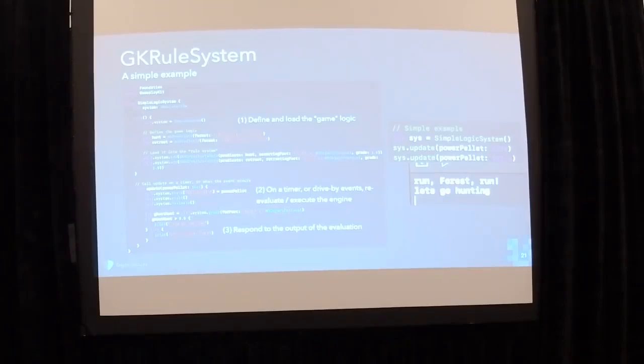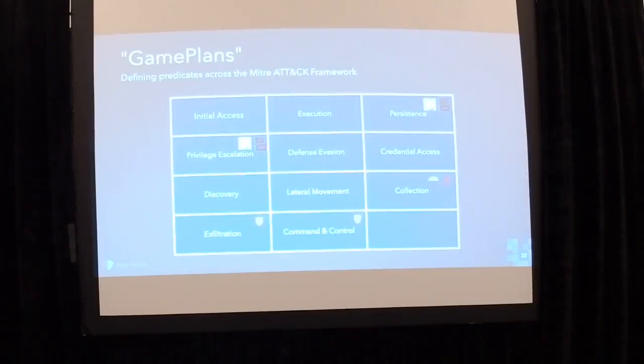For instance, in this simple game, you can make determinations like flee or hunt, as we talked about before. But like I said, in our case, we're afforded the opportunity to alert, log, otherwise respond, etc. All right, so how do we organize some of this detection logic? We do it in what we internally call GamePlans, mapped to the MITRE ATT&CK framework that Richie presented earlier.